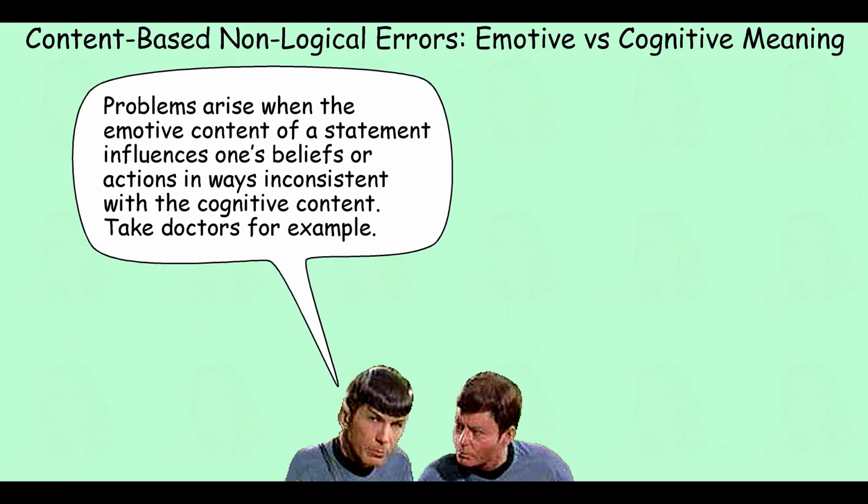That isn't to say that there isn't potential for ambiguity and error and confusion when these two processing streams are making contributions that aren't completely consistent with each other. So problems oftentimes will arise when the emotive content of a statement influences one's beliefs or actions in ways that are inconsistent with the cognitive content. And this was illustrated nicely by an experiment that researchers did where they got a bunch of doctors and medical students together, and they gave them these descriptions of cases, and they gave them these descriptions of treatments that you might recommend for the cases, and they asked them what they would do.